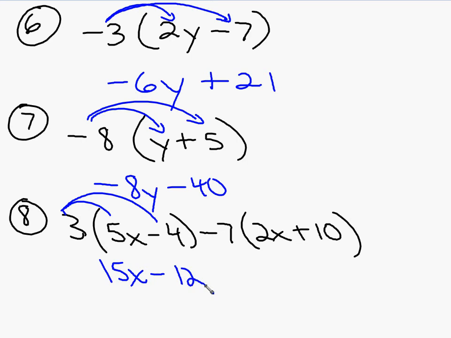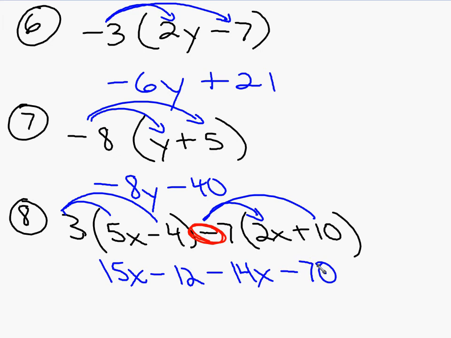Now, when I get ready to do the second one, you have to pay attention. This is a very commonly missed problem. What kind of 7 is this? That's a negative 7. So when you distribute, you are distributing a negative 7. So negative 7 times 2 is negative 14x. And negative 7 times positive 10 is negative 70.